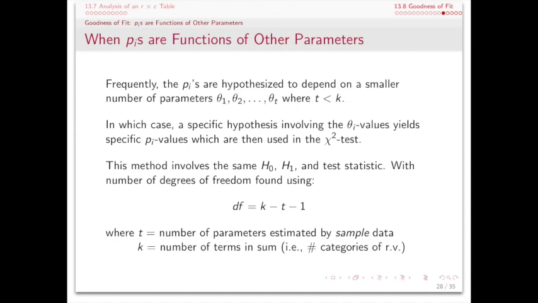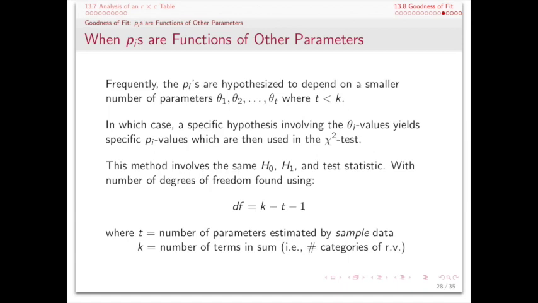chi-square test. So this method is going to involve the same null and alternative hypotheses as the previous type of examples, and we're also going to compute the test statistic in the same way. However, now when we compute our degrees of freedom, it's going to be found using k minus t minus 1. And t here is the number of parameters that are estimated by our sample data, and k will be the number of terms in the sum, or in other words, the number of categories for the random variable.